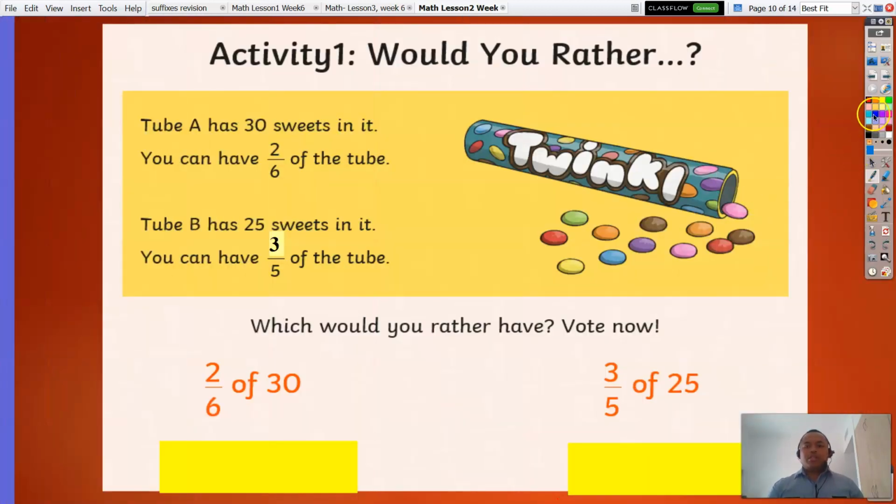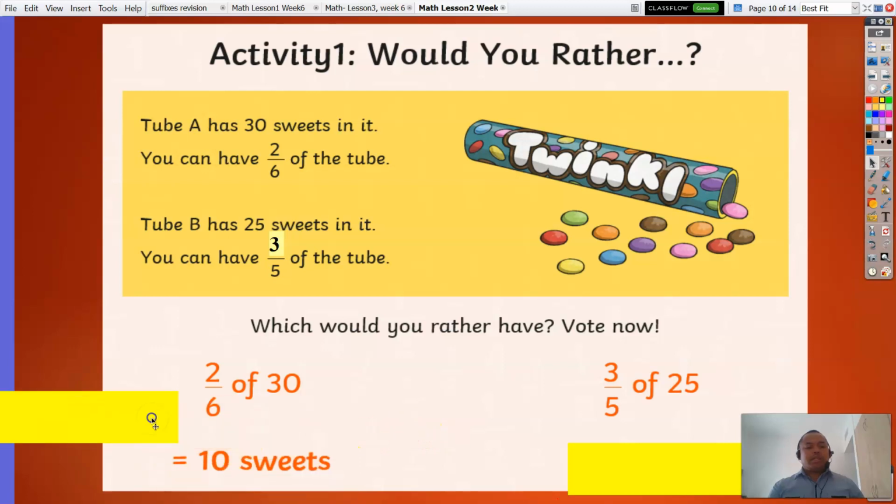Now it's your turn to solve. How much is 2/6 of 30 and 3/5 of 25? Pause the video and calculate the answers. All right, time is up. Let's reveal the answers. 2/6 of 30 is 10. Again, you can do the times table of 6: 6, 12, 18, 24, 30. So we got 5. Then 5 times 2 makes 10.